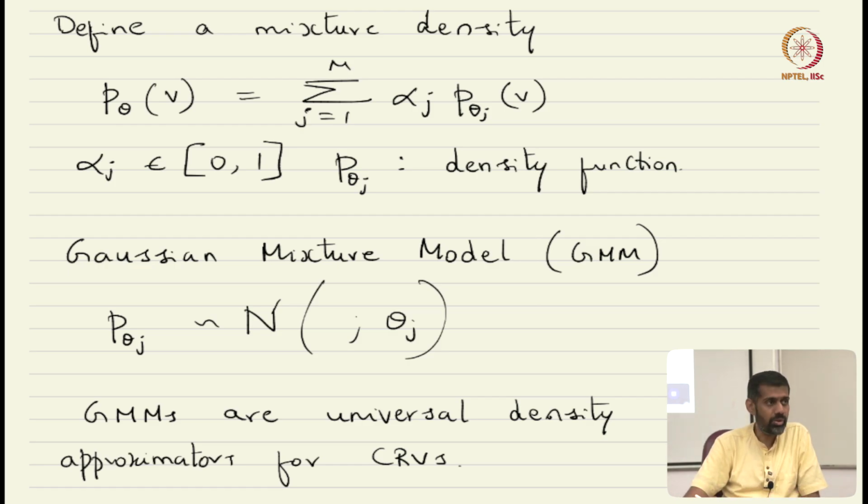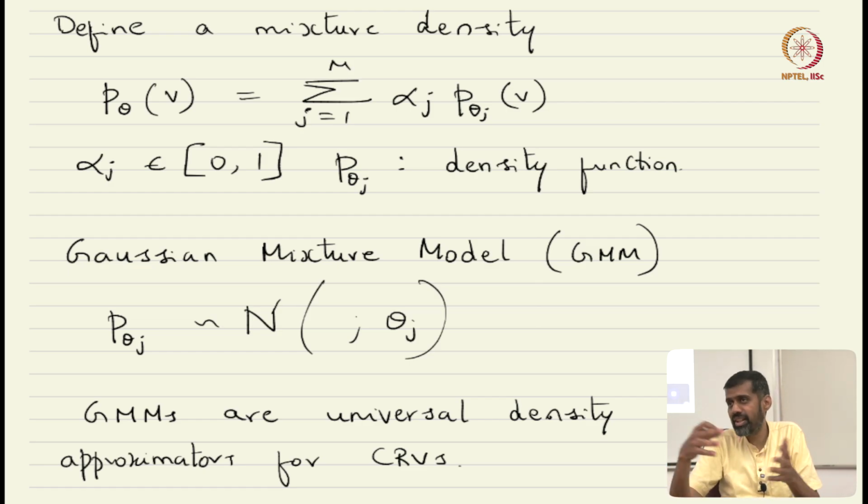So you understood. One special case of this is what is called a Gaussian mixture model, GMM, where the individual densities, all the p_theta_j, are Gaussians with parameters theta_j. If you take m Gaussian densities and take linear combinations of them, then the underlying mixture density is called a Gaussian mixture density or Gaussian mixture model, GMM.